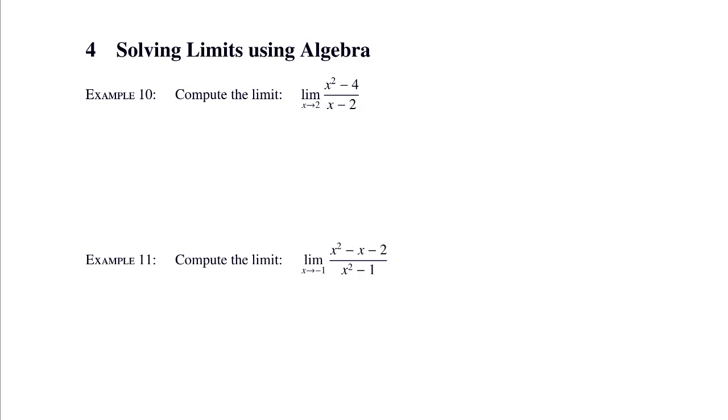Example 10. Compute the limit. This is the limit as x goes to 2 of x squared minus 4 over x minus 2. Your first step when you try to do a limit is try to evaluate. See if you can plug in the x. If you try to plug in x equals 2, notice that the value of the denominator is 0. You cannot solve it when it's a 0 in the denominator.